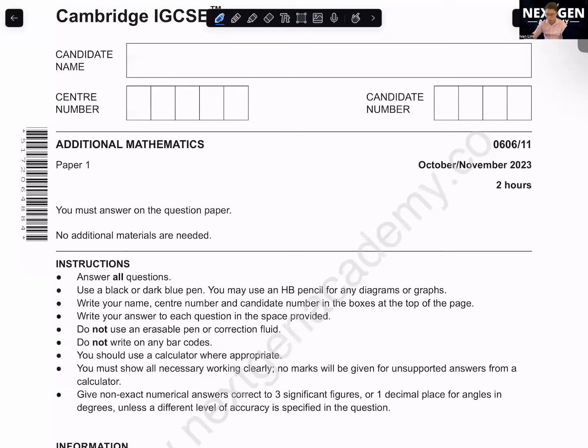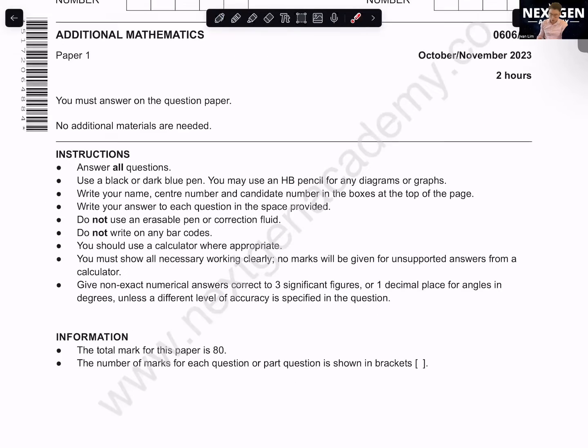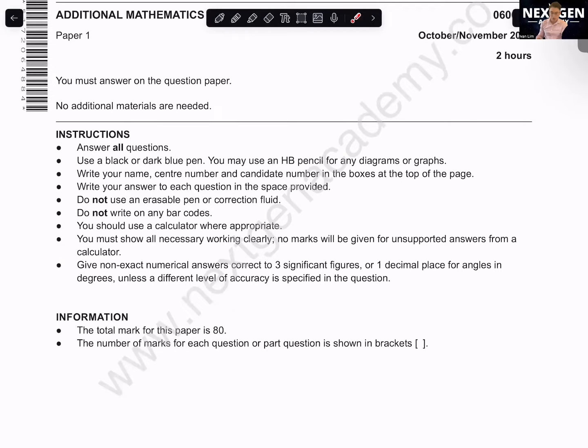Alright, okay, we are going to go through our math paper. This is your October-November 2023 paper, paper 1-1. This is a 2 hour paper, just for the benefit of those who are new here.